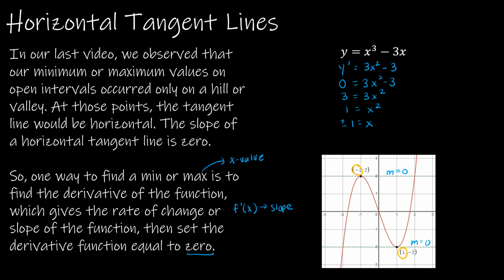Now keep in mind that does not give me the min or the max. That gives me the location of the min or the max. Okay, so just the x value. Now how would I find the y value, which is the min or the max? I of course would go back to my original function. So for instance, y equals -1 cubed minus 3 times -1 would be -1 plus 3, which gives me 2, so that's what gives me this value, and I could do the same for plugging in +1.